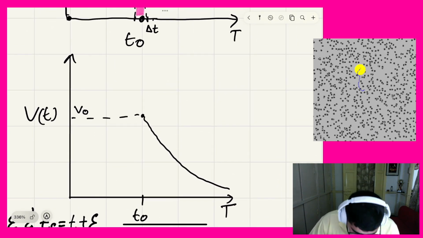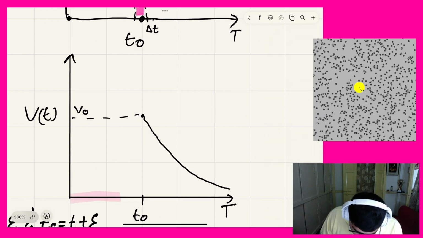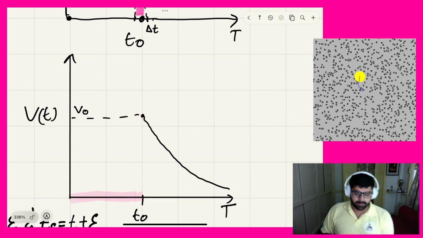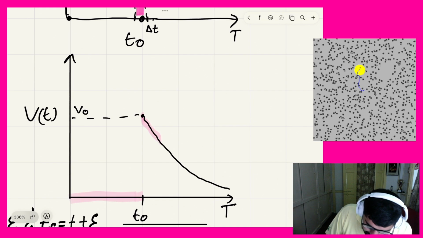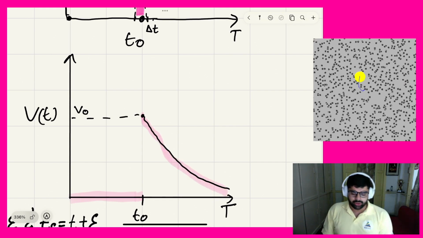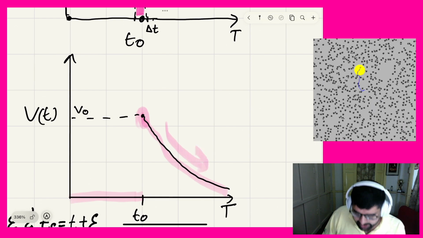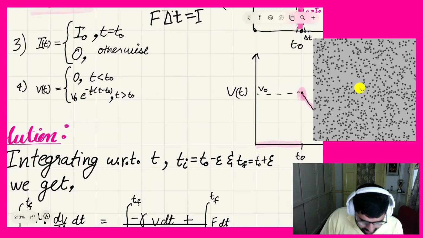The velocity time graph looks as follows. We are given that the velocity is 0 for t less than t0, and then it jumps to the value v0 at t0, and then it decays exponentially. We are supposed to find what this value v0 is and what this rate of decay is. So let's work on a solution.